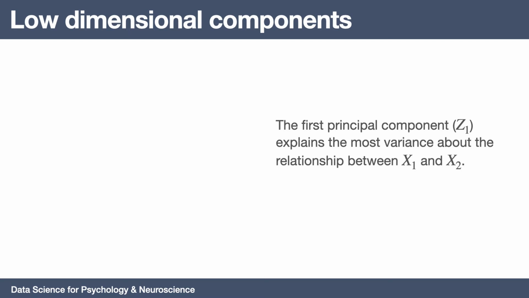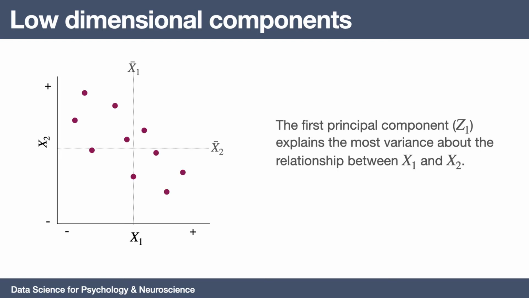So let's say we're just looking at x1 and x2. We just have two variables. It's very simple. You will always have as many principal components as you have variables. So in a PCA with two variables, you'll get two principal components.